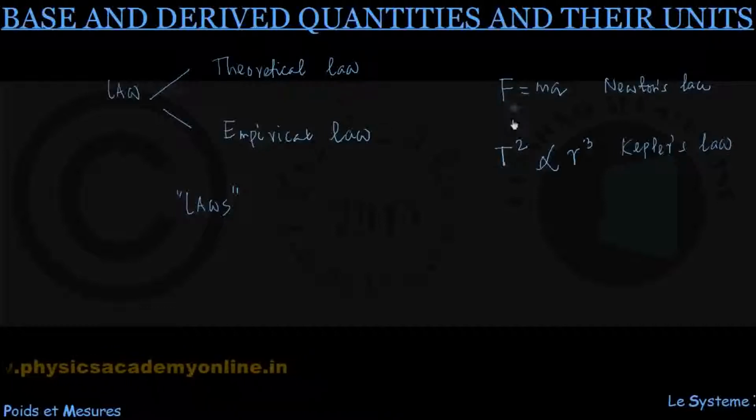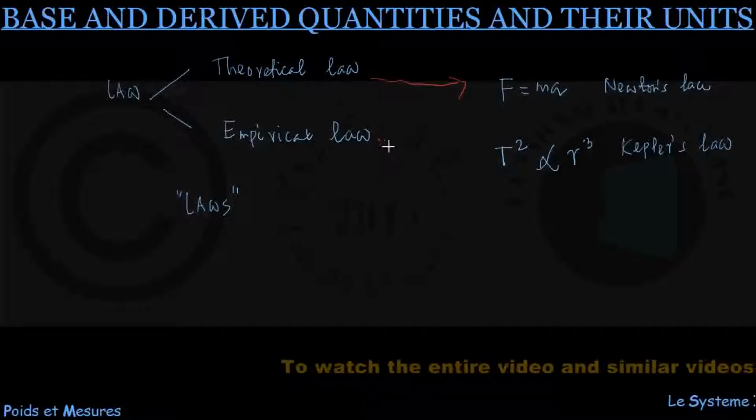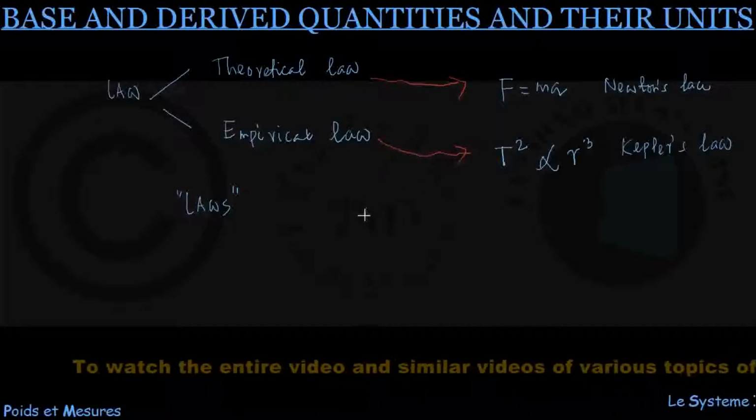And that happens. Luckily in this case, Kepler's law was corroborated a few decades later by Newton's theoretical law of F equals ma. Now, in some cases, you may find, I'm just showing it, a theoretical example of this is Newton's law of motion. An empirical example was Kepler's law of time period of a planet around the Sun.